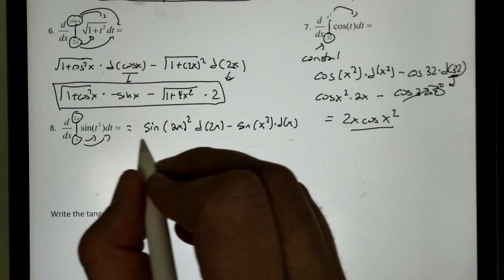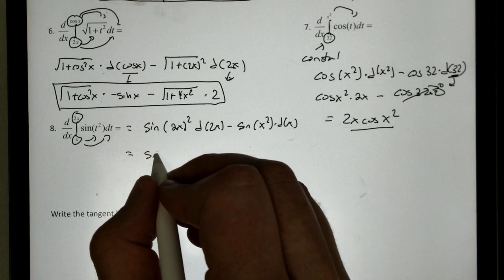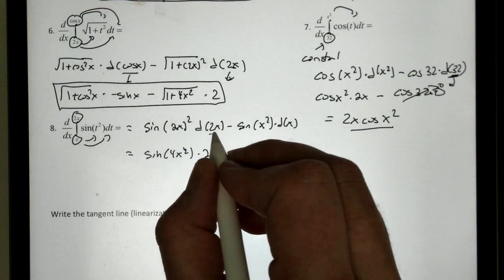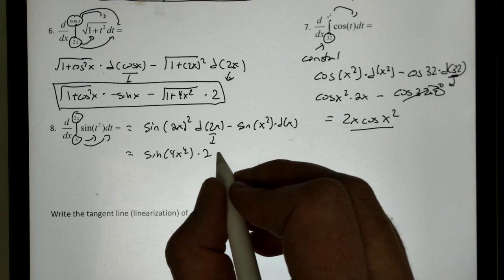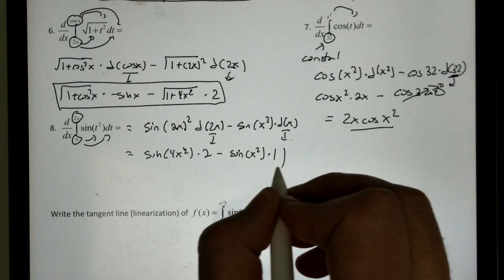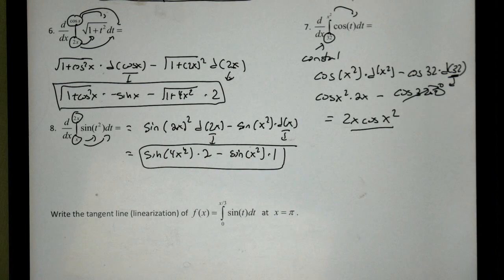Remember, just plug in the both. Over here, we get the sine of, and I can simplify that, 4x squared, makes it look nicer, times the derivative of 2x, which is 2, minus the sine of x squared, and what's the derivative of x? Just 1. And there's our answer.